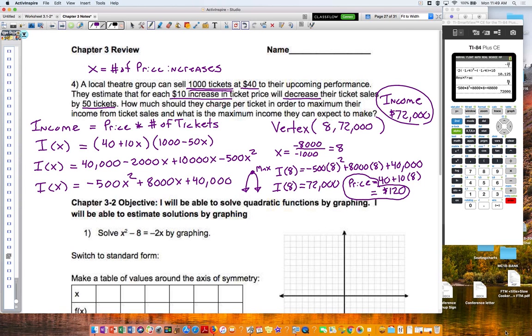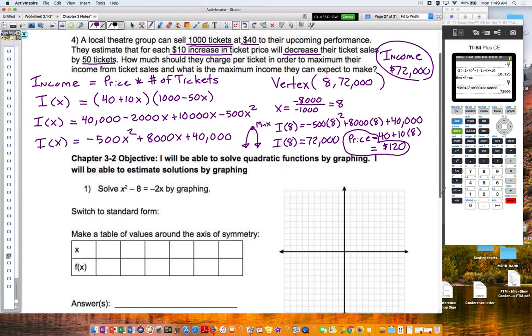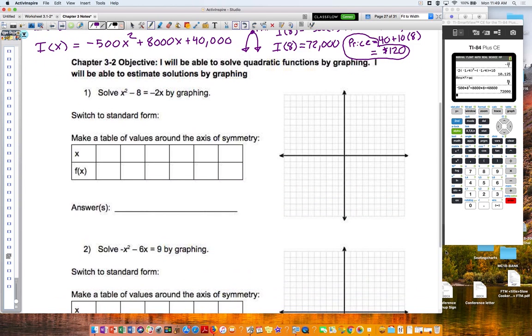All right, that takes care of the first objective. Going on to the second objective, again, we're still graphing. We just want to be able to also estimate the solutions. So on these, your calculator is going to be huge. Okay? So as it says here, number 1, solve x squared minus 8 equals negative 2x by graphing.